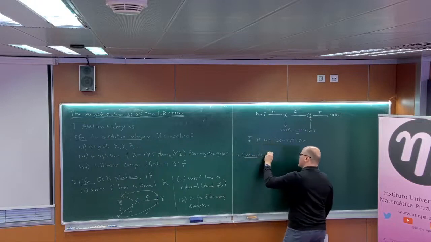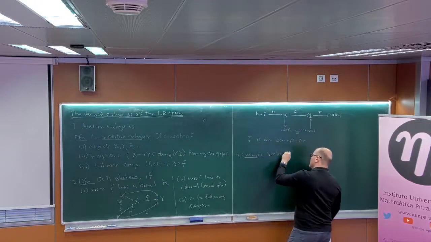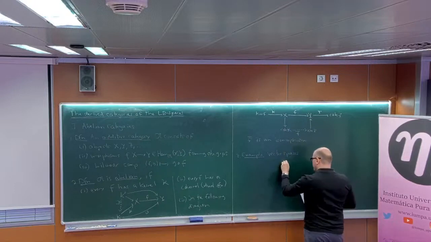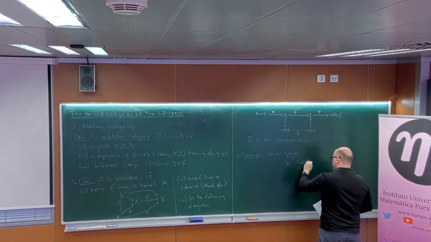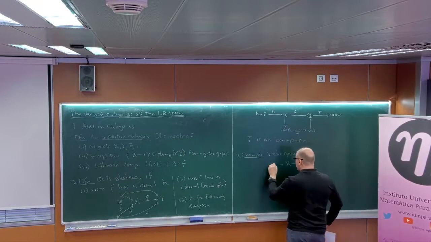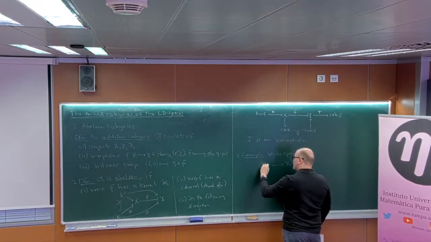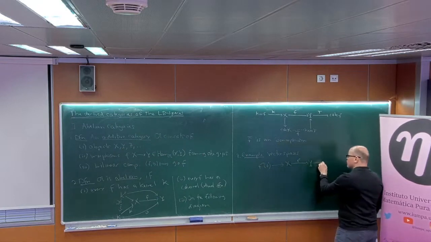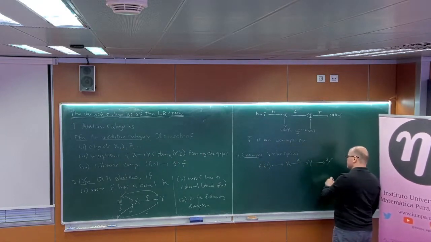And an example. Let's look at vector spaces. Of course, not so interesting, but a good example to start with. So if you have a linear map between vector spaces, then of course your kernel is what you expect. And the co-kernel is also what you expect.